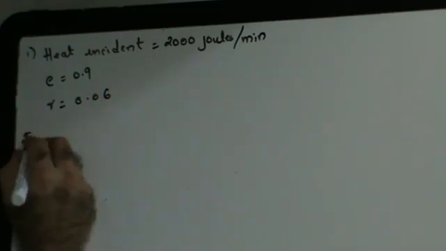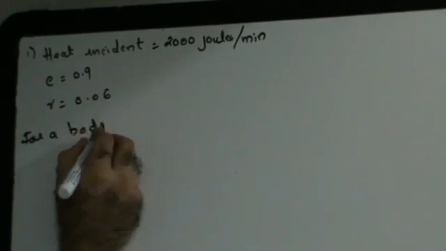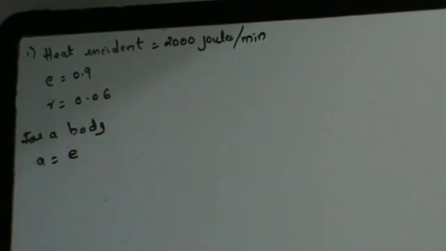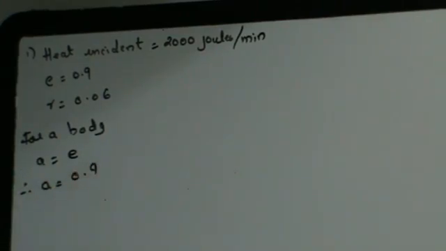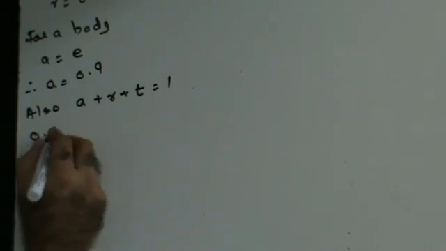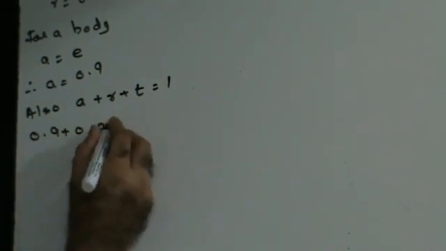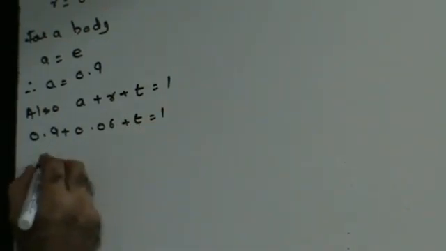Now I know that for a body, coefficient of absorption is equal to coefficient of emission. That means therefore I can say coefficient of absorption is 0.9. Also I can say that coefficient of absorption plus coefficient of reflection plus coefficient of transmission should be equal to 1. So in that case I can say that 0.9 plus 0.06 plus T is equal to 1. So T is equal to 0.04.